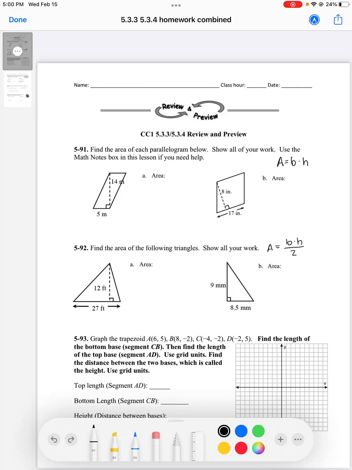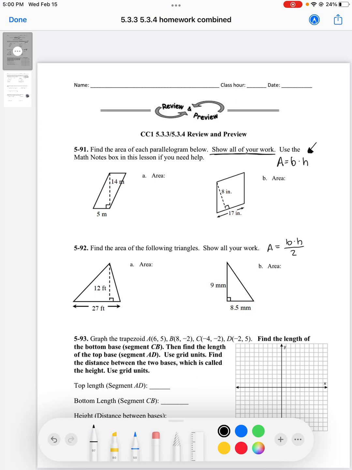Okay, today we're going to go over 533, 534, review and preview. Problem 91 says to find the area of each parallelogram below, show all of your work. Okay, as a reminder, the area formula for finding the area of parallelograms is area equals base times height.